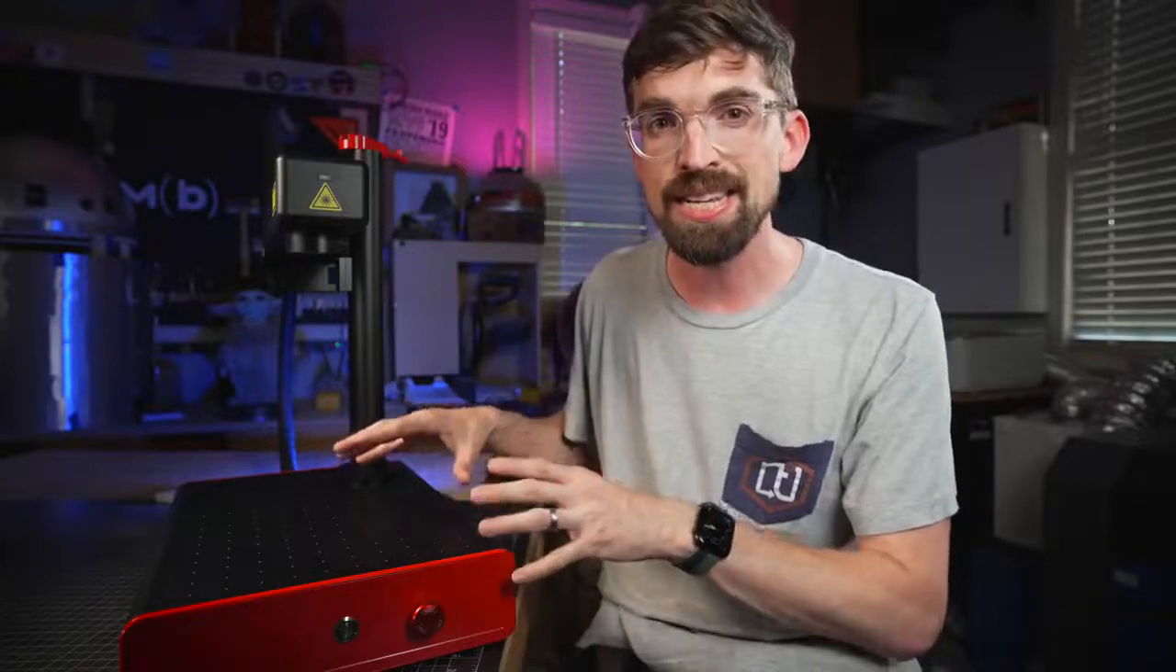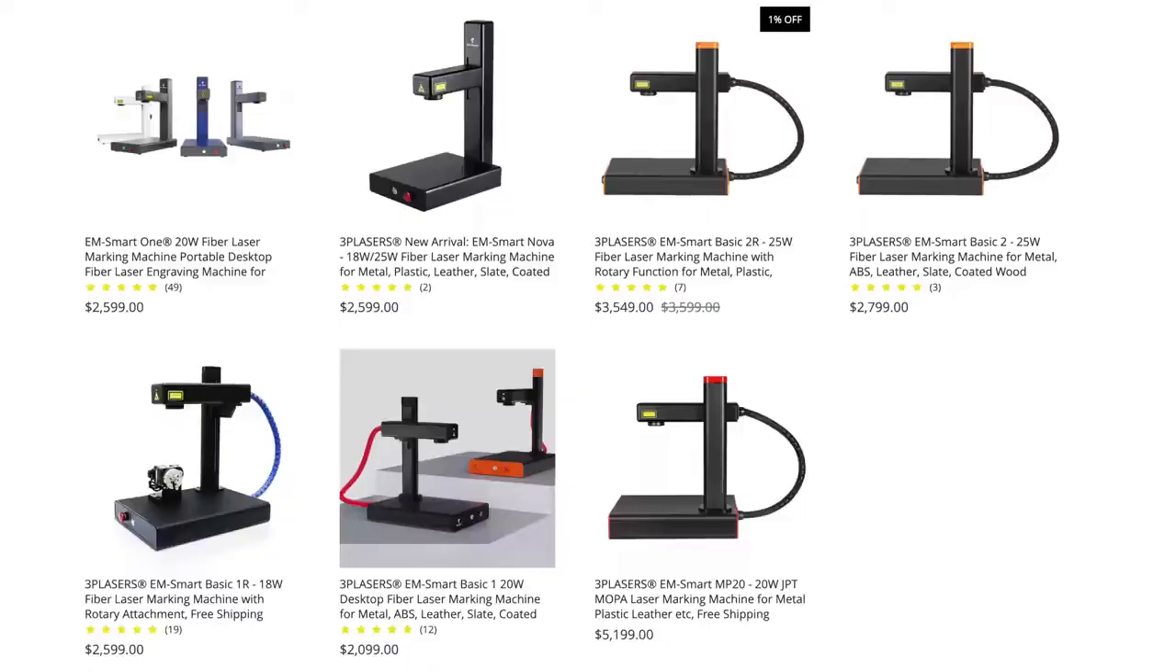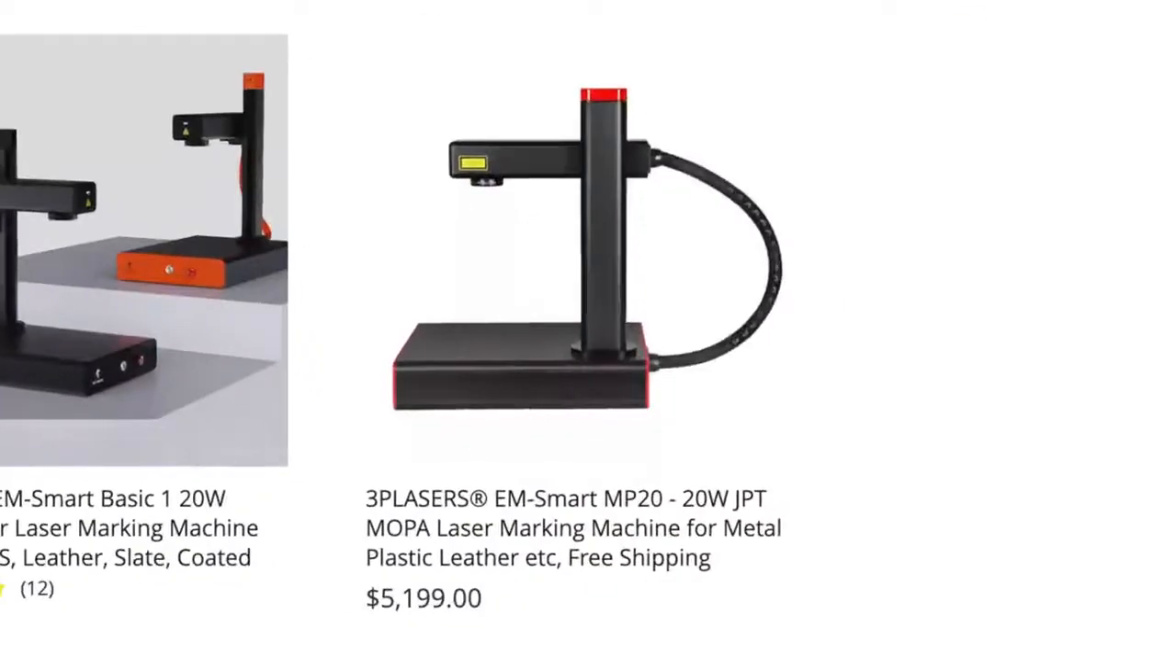So hopefully that's something that I'll be able to update you guys on in the future, just because I love using Lightburn. Now, probably the biggest drawback with a Mopa machine is just the price. So the other EM Smart lasers that are fiber lasers are in the like $2,500 to $3,000 range. This Mopa laser goes all the way up to $5,000.